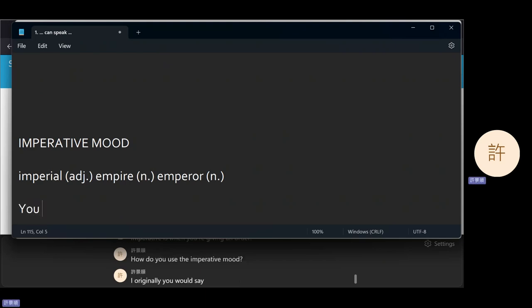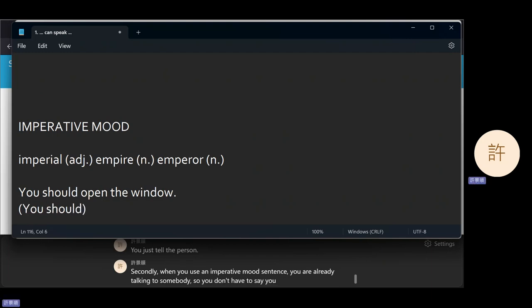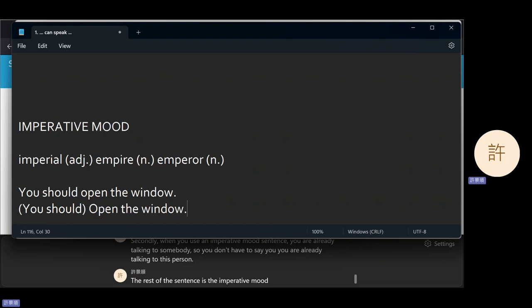Originally, you would say, you should open the window, right? This is indicative mood. 就是人本的句型是这样. But if you want to order someone to open the window, first of all, it's an order, so you don't have the should, right? You don't have to say, this is your duty. You don't have to say, we expect you to. You just tell the person. Secondly, when you use an imperative mood sentence, you are already talking to somebody. So you don't have to say you. You are already talking to this person. The rest of the sentence is the imperative mood. Open the window. It's an order. That's it. No subject. The verb is the original form, and the rest of the sentence is the same.